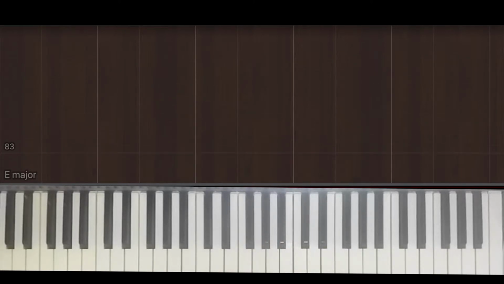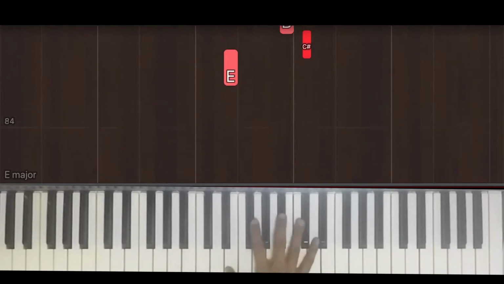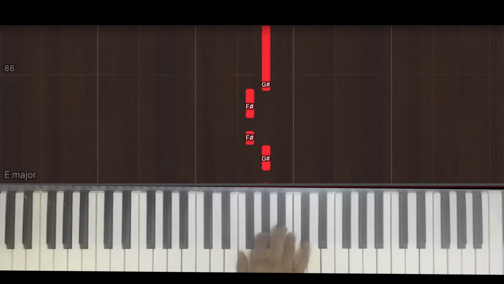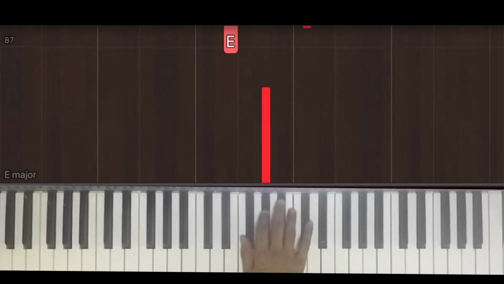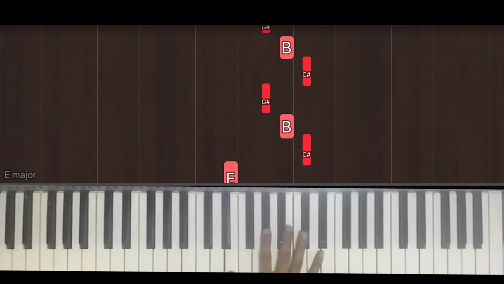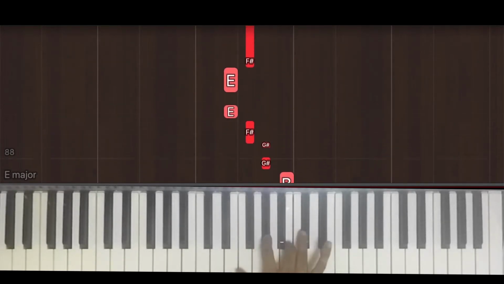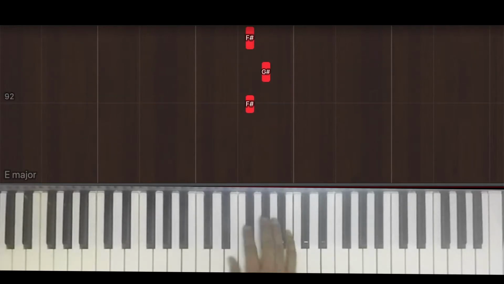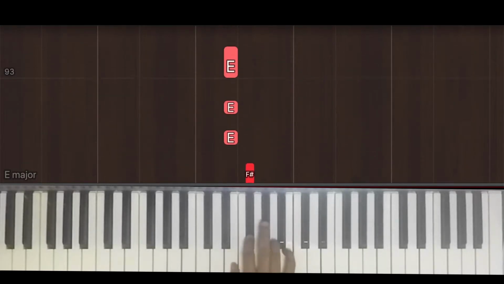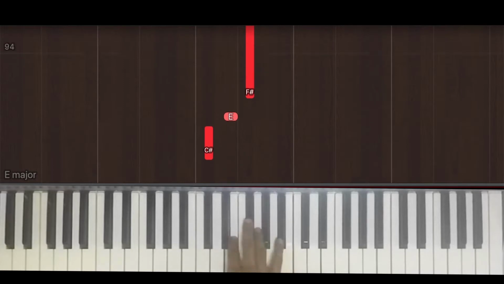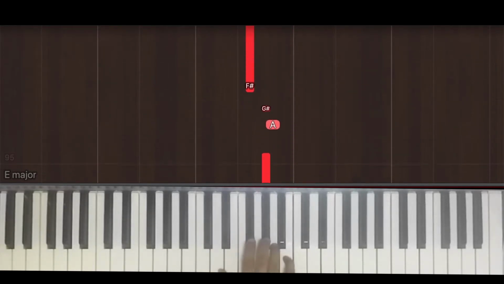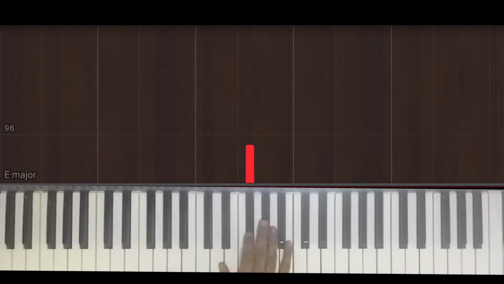Okay, let's put that together without the counts. Moving on, we have with the counts 1 and 2 and 3 and 4 E and a 1 and 2 and 3 and 4 E and a 1.